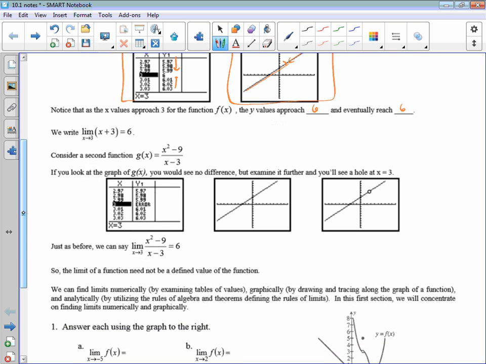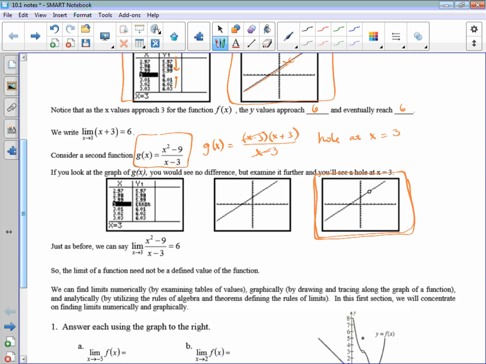So if we look at our next function here, g of x, very similar. I could factor it first. x minus 3, x plus 3, all over x minus 3. What happens to my x minus 3s? Yeah, they're gone, so we have a hole at x equals 3. And guys, you can see it better in this graph over here that I'm putting in the box. You guys see how there's that lovely hole?